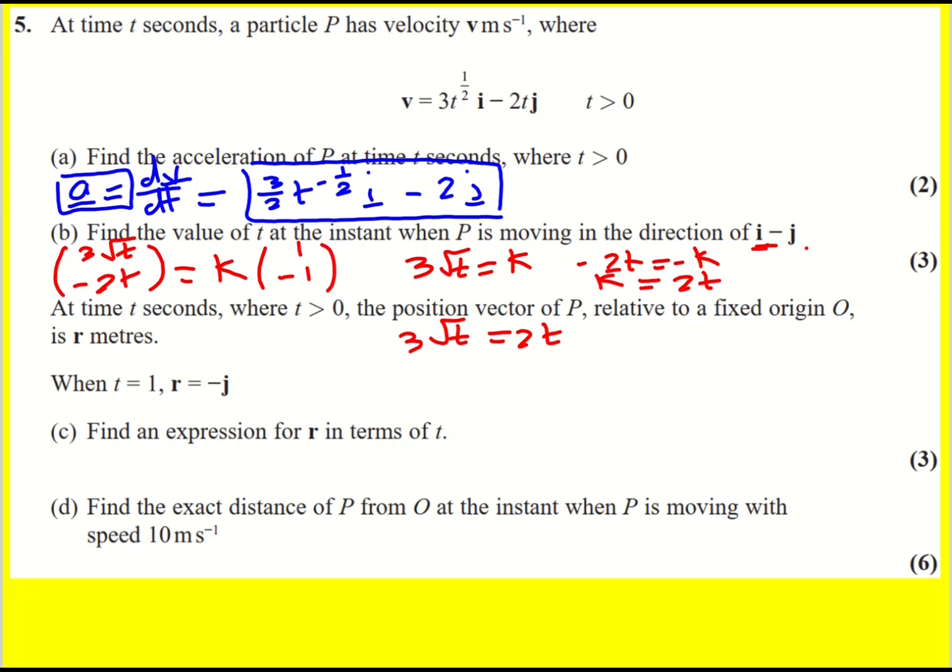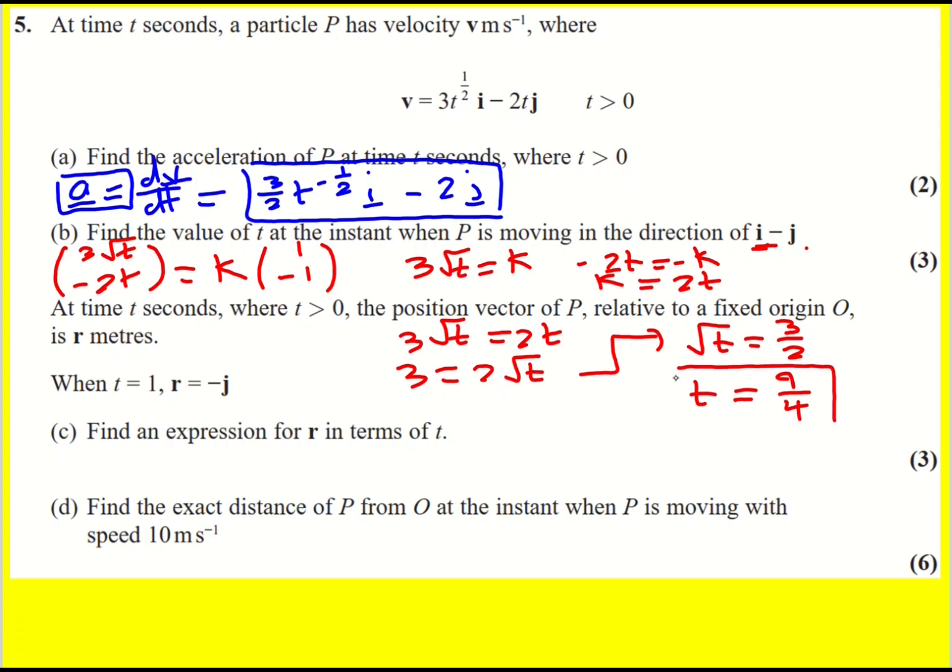Now t is greater than 0, so I'm going to divide through by root t here. There are different ways you could do it. I guess you could square both sides, but I think it's okay to just divide through by root t. So then 3 will equal 2 root t. And so root t will equal 3 over 2, and t will equal 9 over 4. You could write that as a decimal, 2.25 seconds if you wanted. I don't always write the units in. It's kind of implied in the question we're using SI units, but you could if you wanted to.